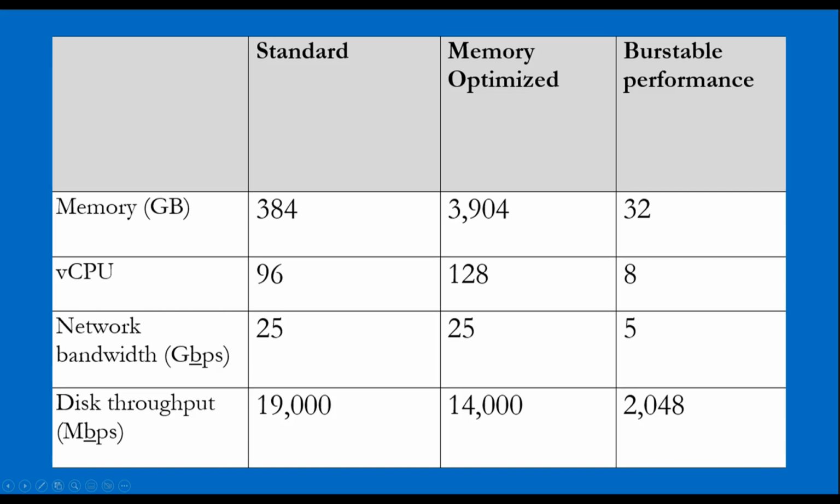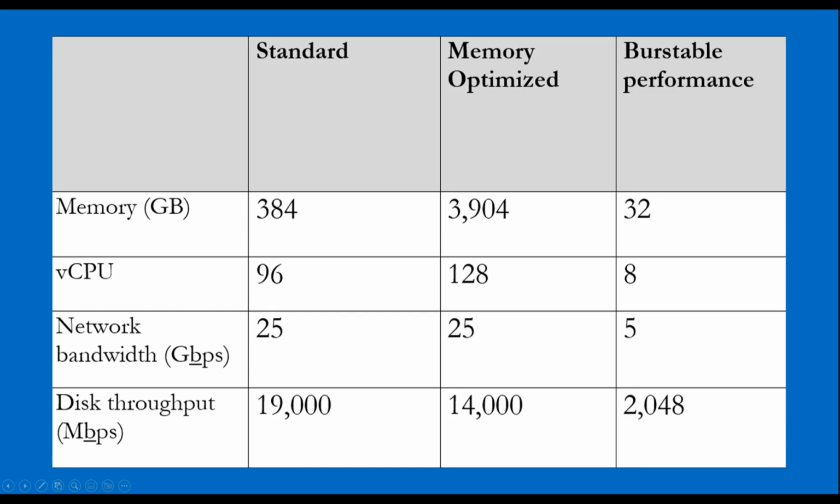Database instances use EBS storage. Both the standard and memory optimized instance class types are EBS optimized, meaning they provide dedicated bandwidth for transfers to and from the EBS storage. And finally, the third type, burstable performance. These are for development, test, and other non-production databases.